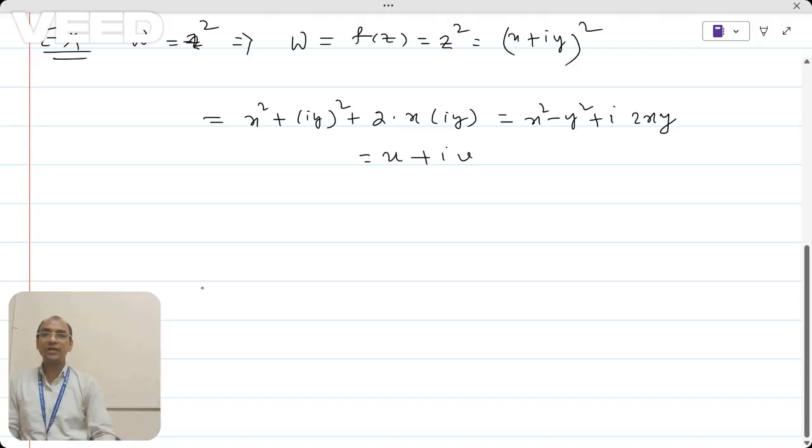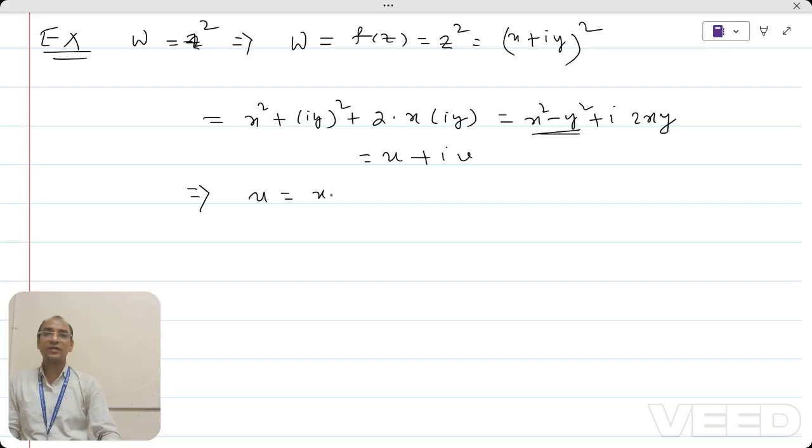So what will be my u? u will be the real part of this expression. The real part is x square minus y square. And v will be the imaginary part, which is nothing but 2xy. So like that, we can find the real and imaginary part for a function w or f of z.